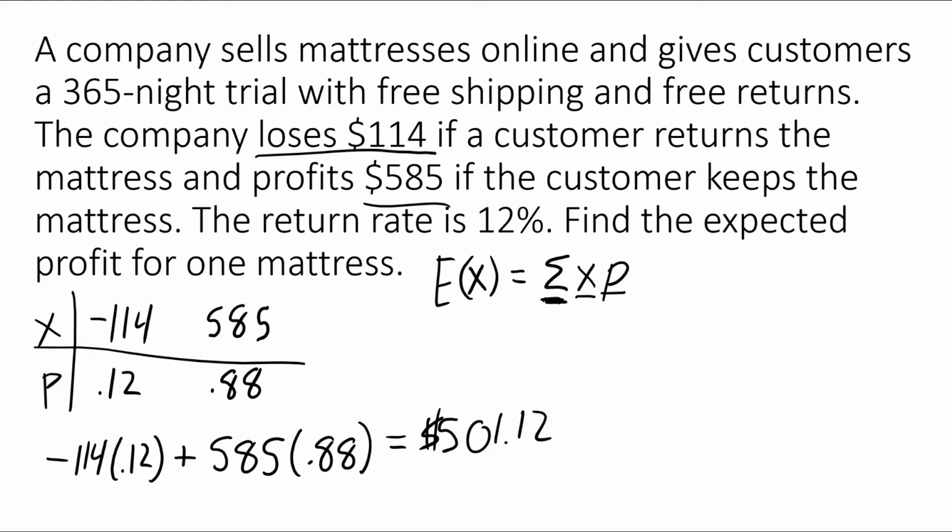But the company knows this. The company knows the return rate, and so they can figure out how much profit they will make per mattress. And this is true for anything that you get a free trial for. So Netflix or Amazon Prime or any sort of meal delivery service or just any of those services that offer free trials. All of those companies know what the expected value is. They don't know what each customer is going to do, but they know in the long run what will happen.